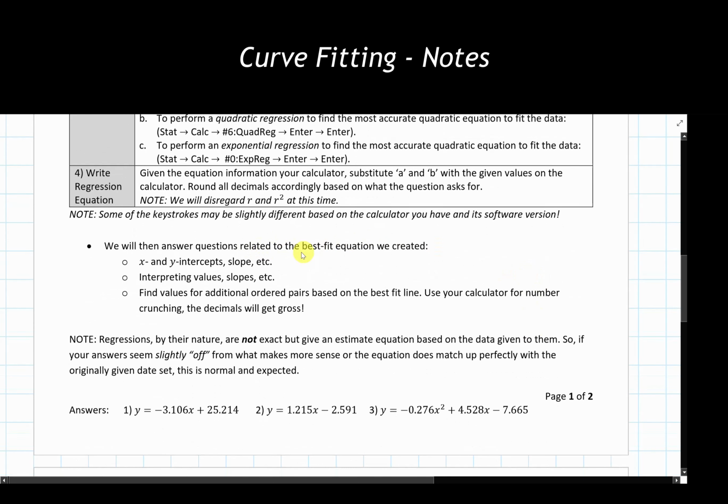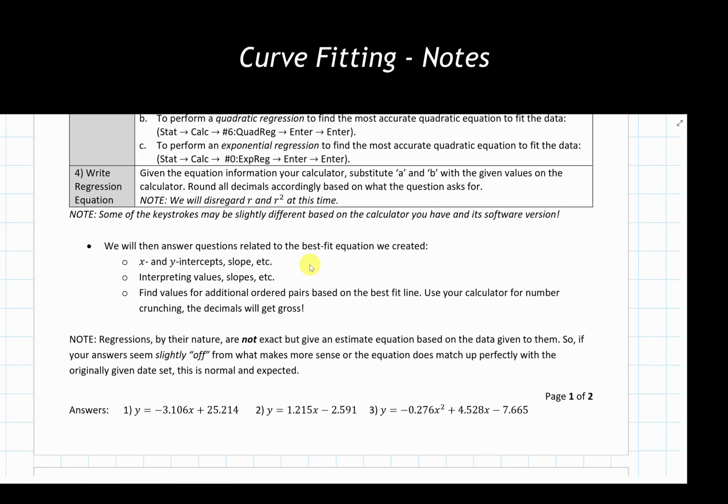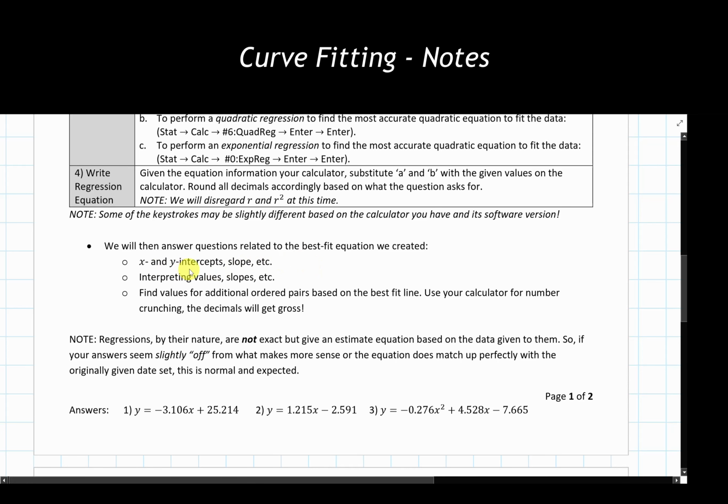Once we have our best fit equation, our linear regression or quadratic regression equation, we can pretty much do whatever we want with that. We could find x and y intercepts, we could interpret values and slopes, we could find values in ordered pairs based on the line that we create. I recommend using a calculator for all of this number crunching. You will see very quickly that these decimals get gross and terrible. So let's let the calculator do a lot of that heavy lifting for us.